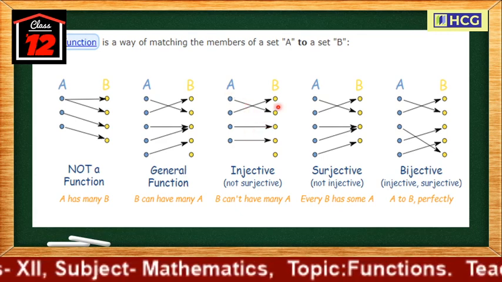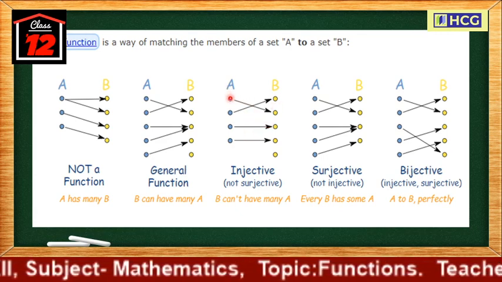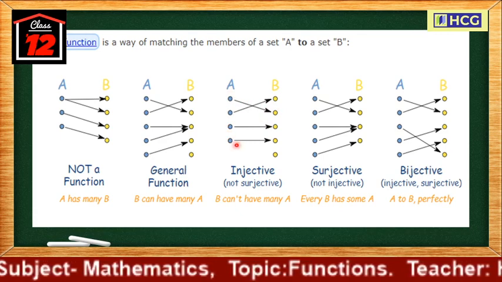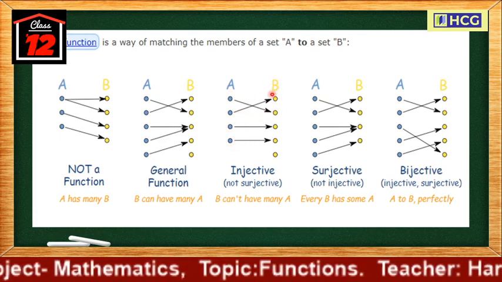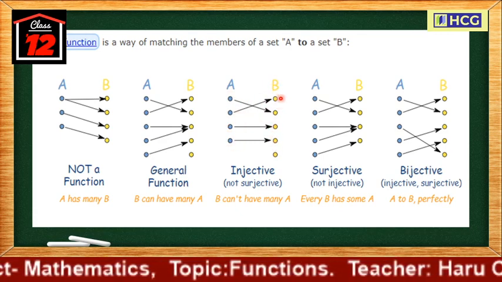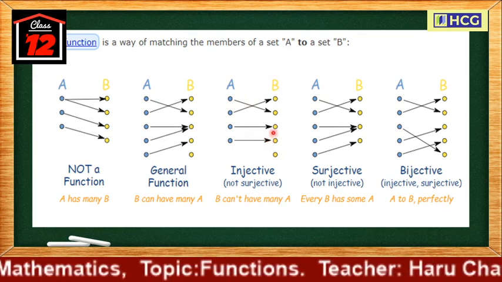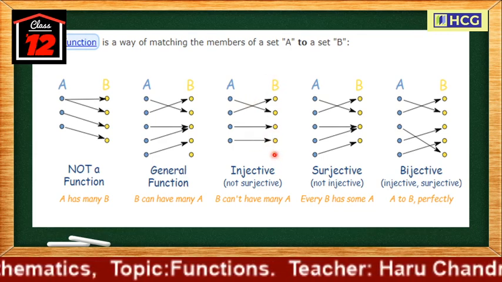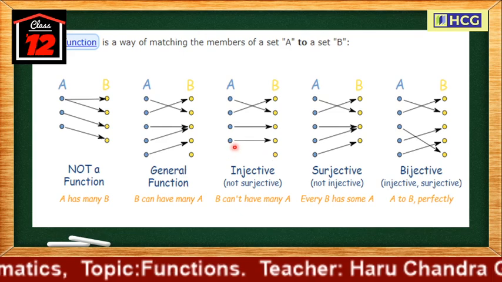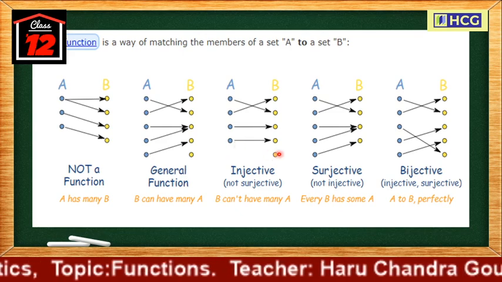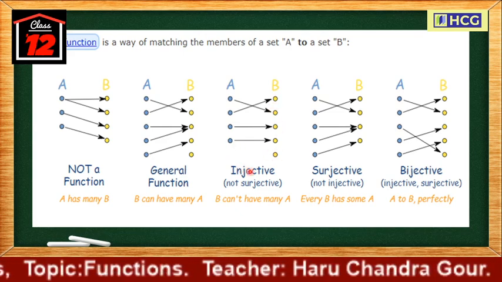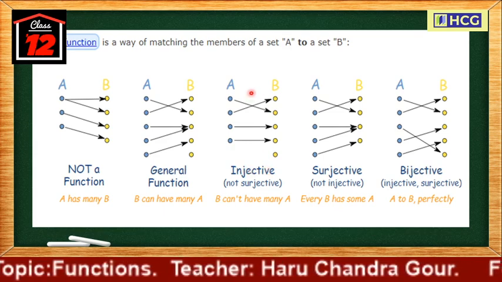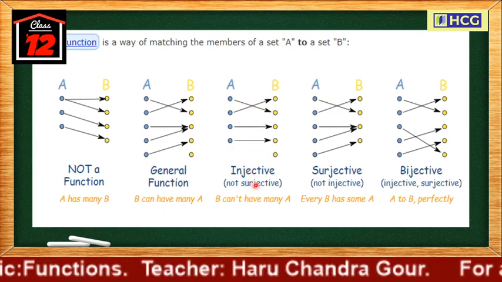Now this is a function, and each distinct element in the domain set has a distinct image in the codomain set. So therefore this is an injective function. But this blue-yellow dot has no pre-image in the domain set, so therefore this function is not surjective. So this is an injective function but not surjective.